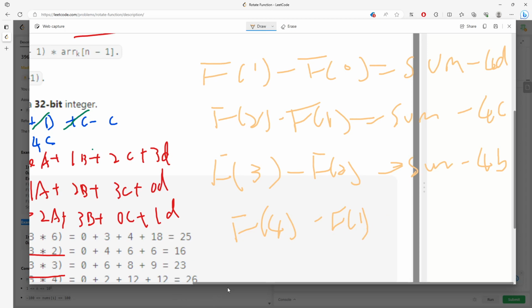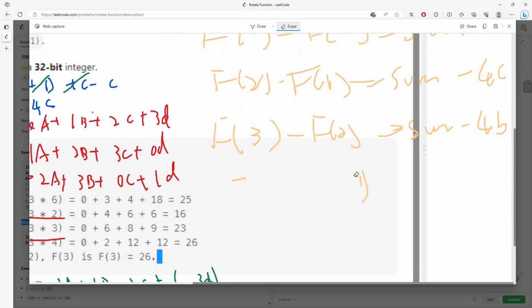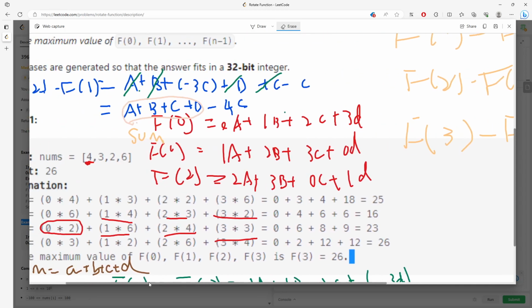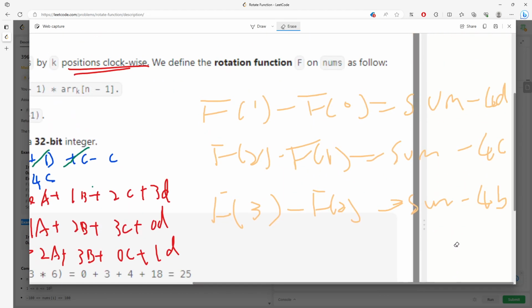Looks like we have it, right? With E. Actually, we don't have f of 4. This is because we only have 4 nums values in the nums array. So this will be a pattern.